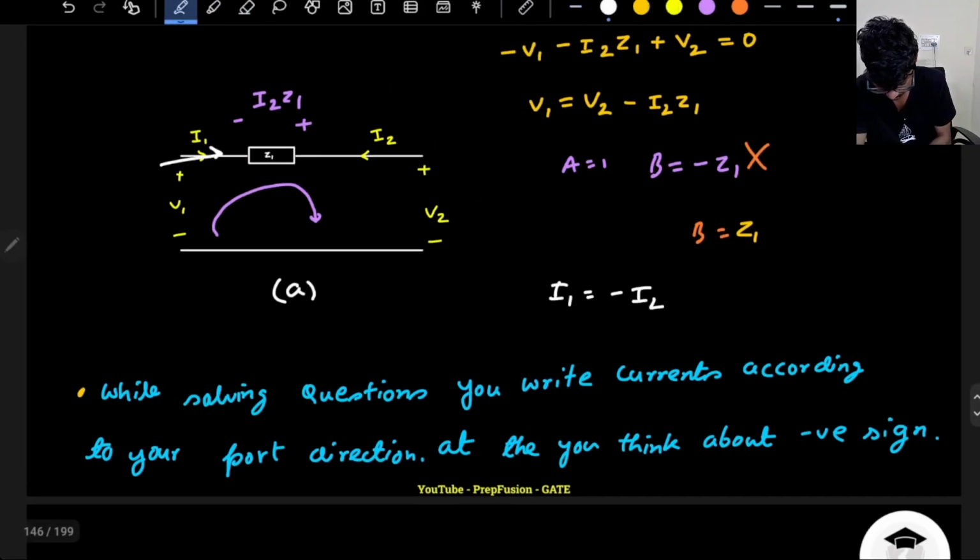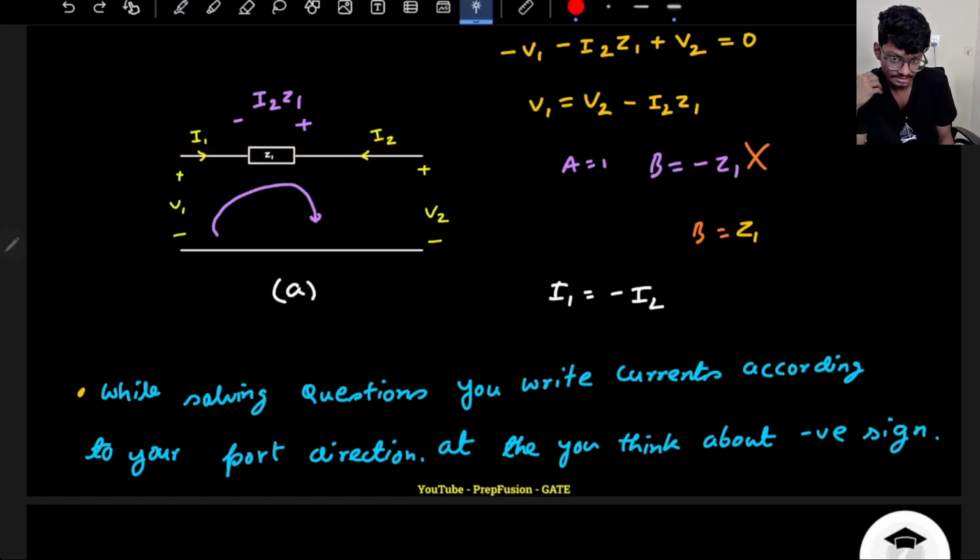Because this current is going here, and this current is coming on the left hand side in the opposite direction. So I1 is minus of I2. It's very simple. That's why the negative sign is already attached. So there is no V2 here.